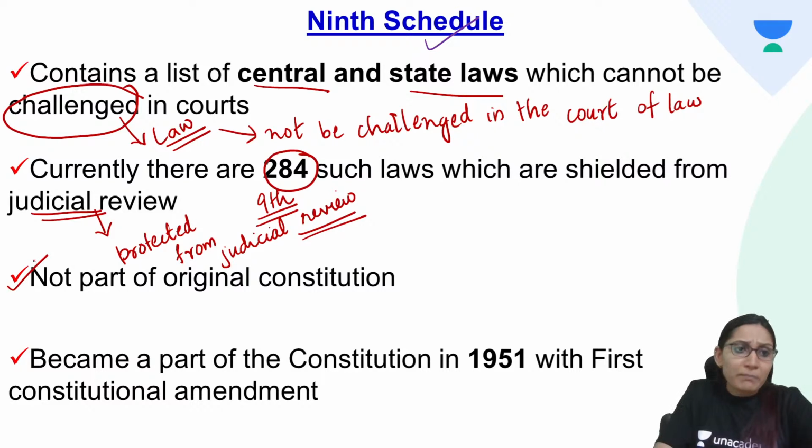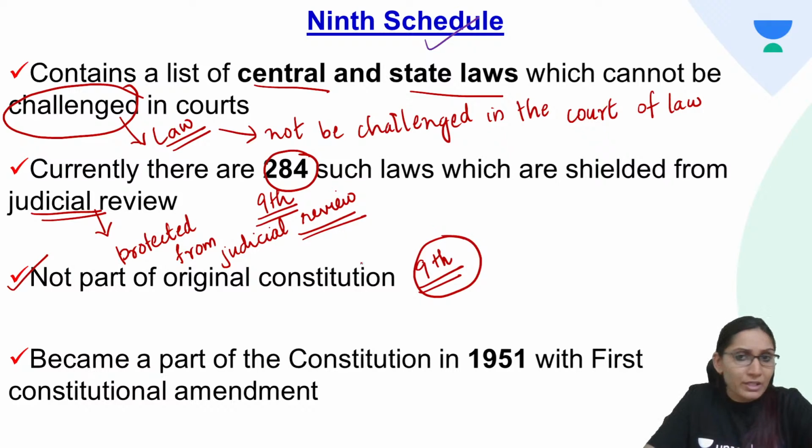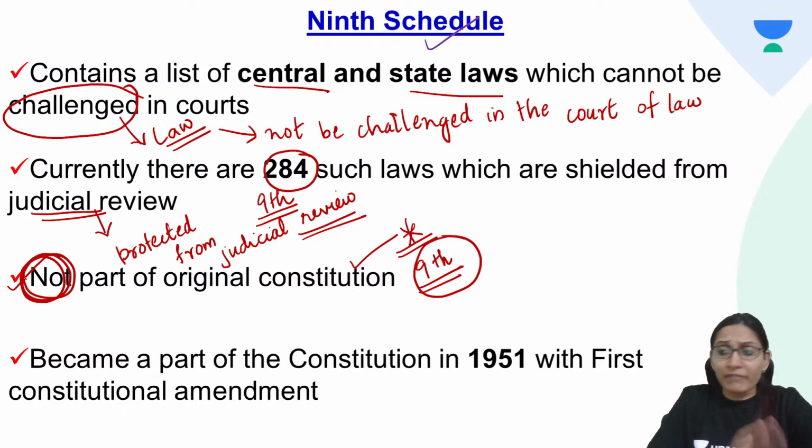Now, very important thing. This is very important for your prelims. This concept is very important. The 9th schedule was not a part of the original constitution. I think I have already mentioned that point, but do remember this for your prelims. Statements can be that it was present in the original constitution, but it was not. Make it very clear. When the constitution was framed, 9th schedule was not there.